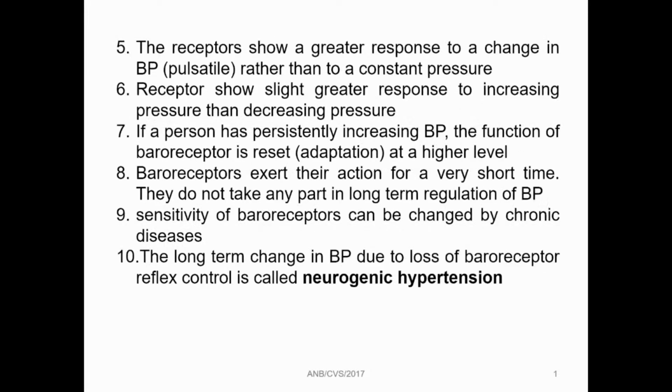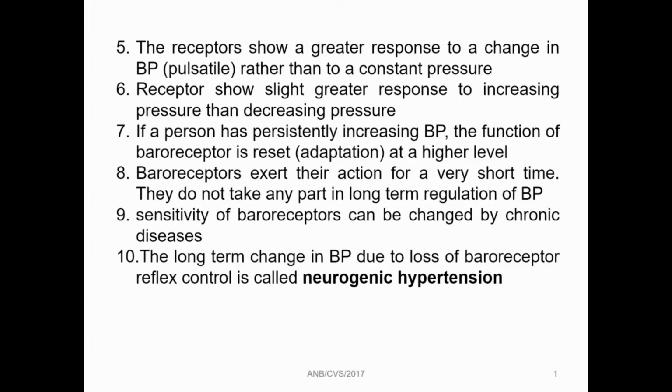Then the fifth characteristic is that receptors show greater response to change in the blood pressure, that is pulsatile pressure, rather than to a constant pressure. At a constant pressure you will not find that much change in the baroreceptor activity. Receptors show slightly greater response to increasing pressure than decreasing pressure. I mean, they are more sensitive to the change or fluctuations which are occurring in the blood pressure.